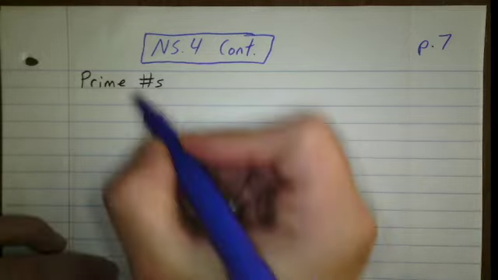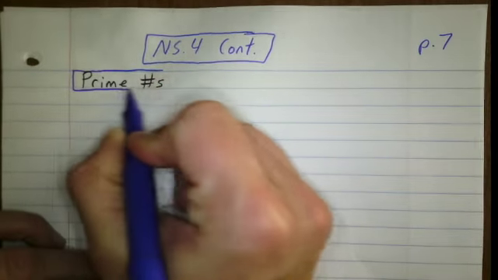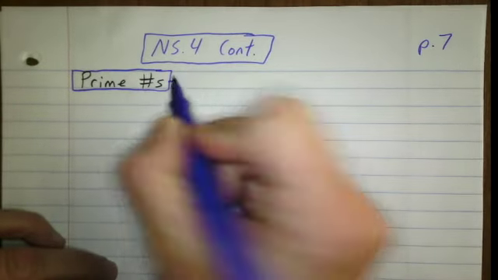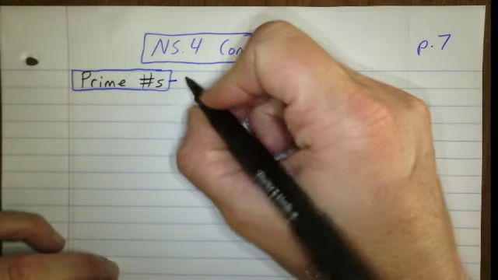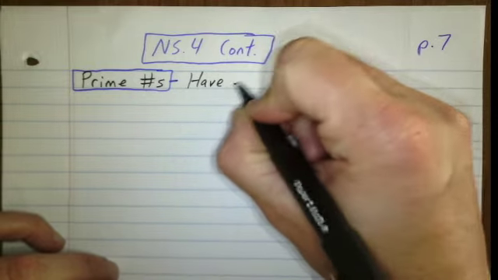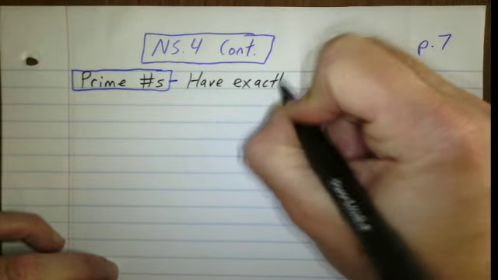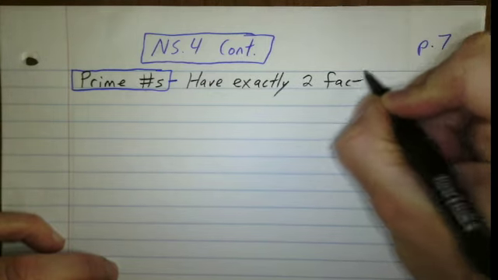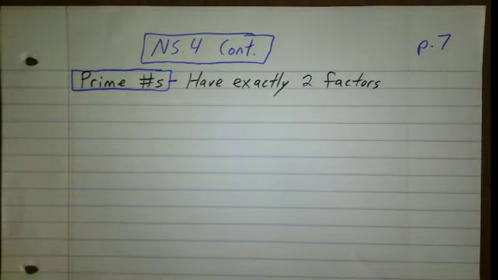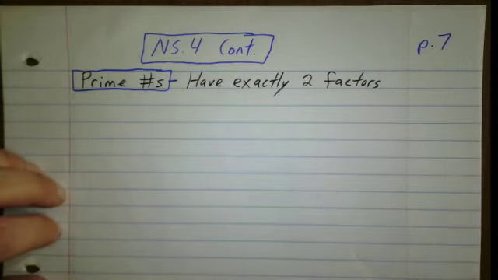So prime numbers are going to be numbers that have exactly two factors. And what do I mean by having exactly two factors? If you remember when we were talking about factors, they are numbers that you multiply to get a product. So an example of prime numbers, a lot of prime numbers are smaller numbers.